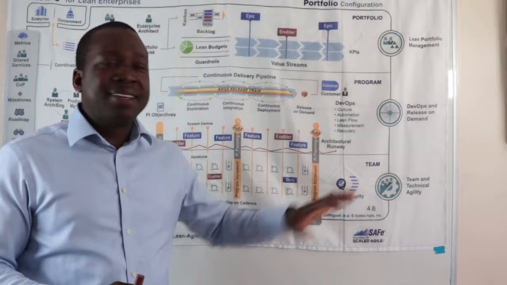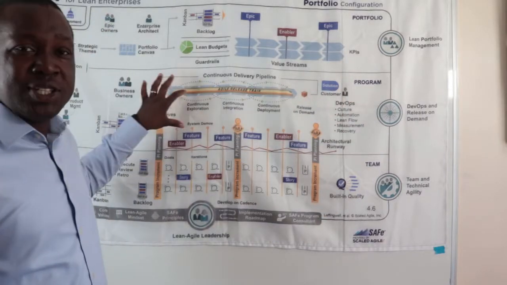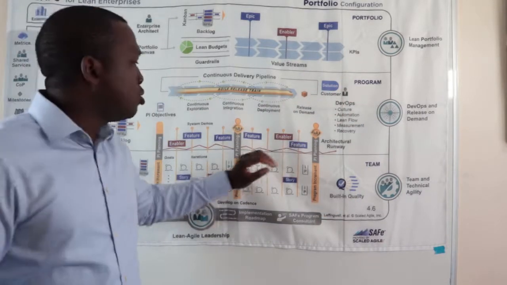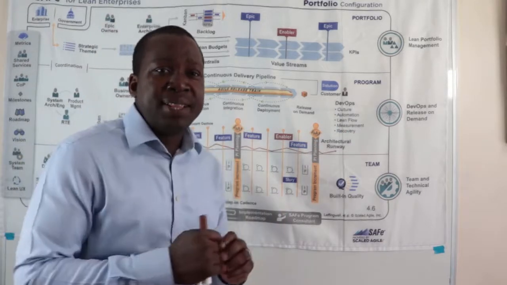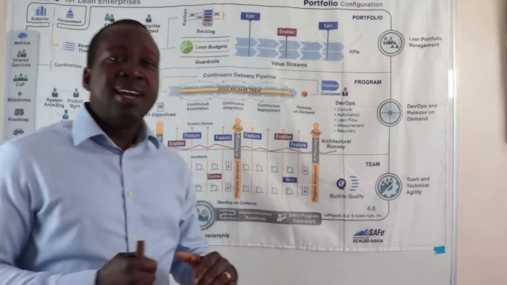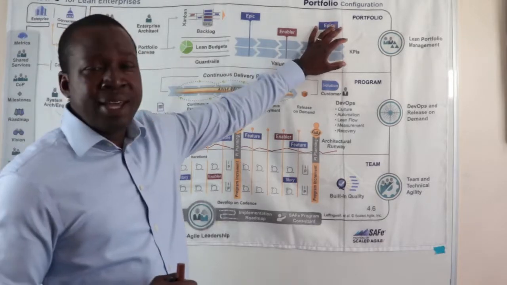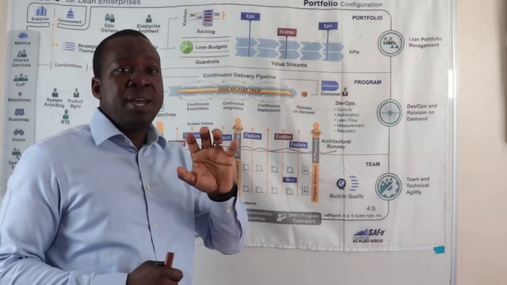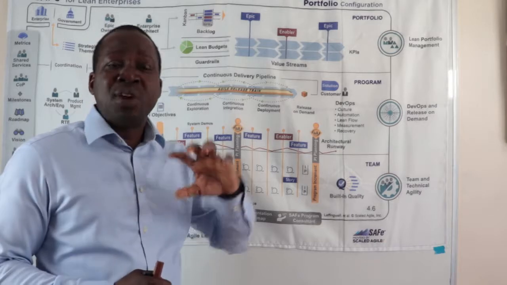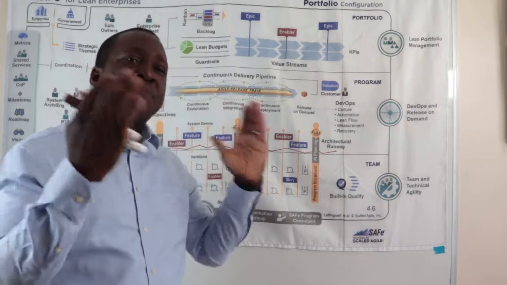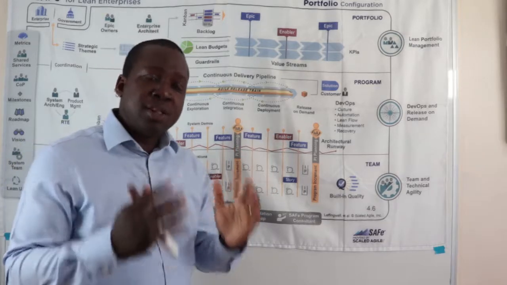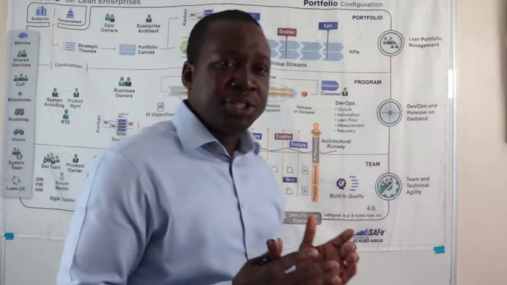So that is the program layer we've just covered. And the program layer also includes the features and the enablers delivered by the team. The final layer is our portfolio layer, where decisions are made, where epics are derived, where business owners and epic owners will look at the business strategy and ensure that they are aligning to the strategy.